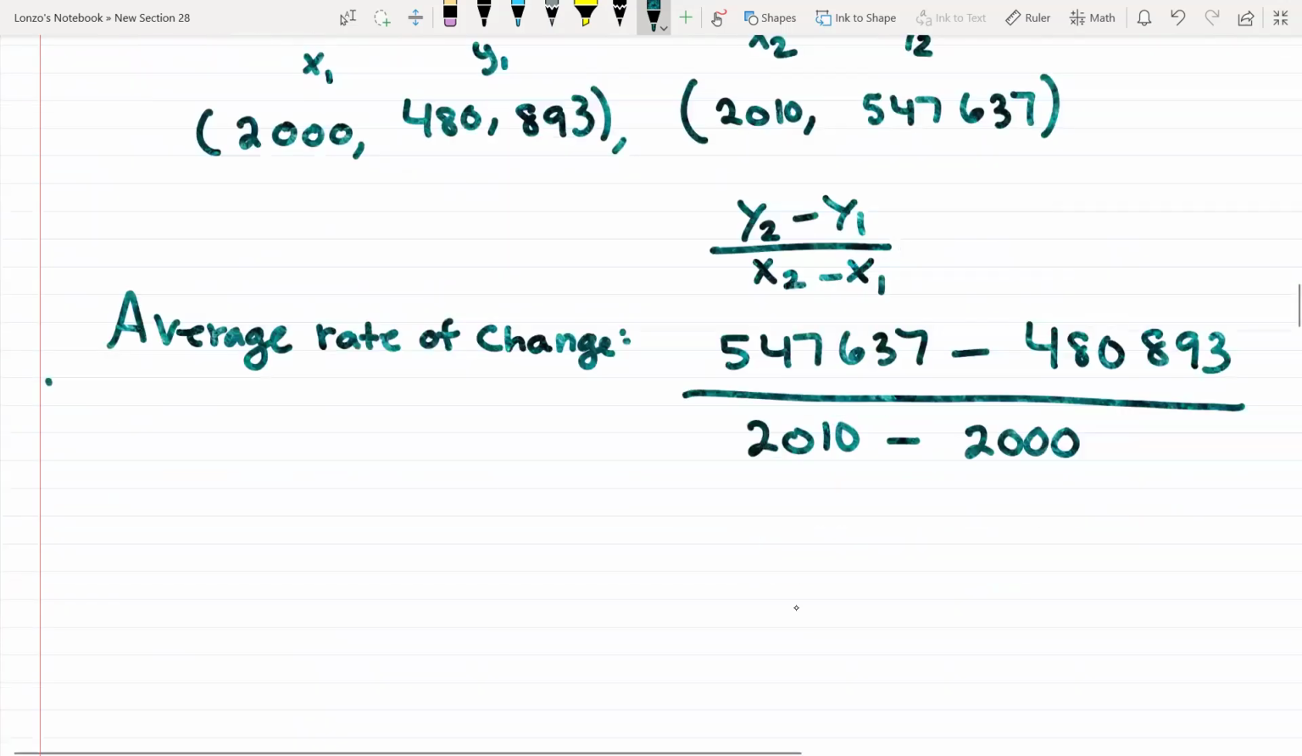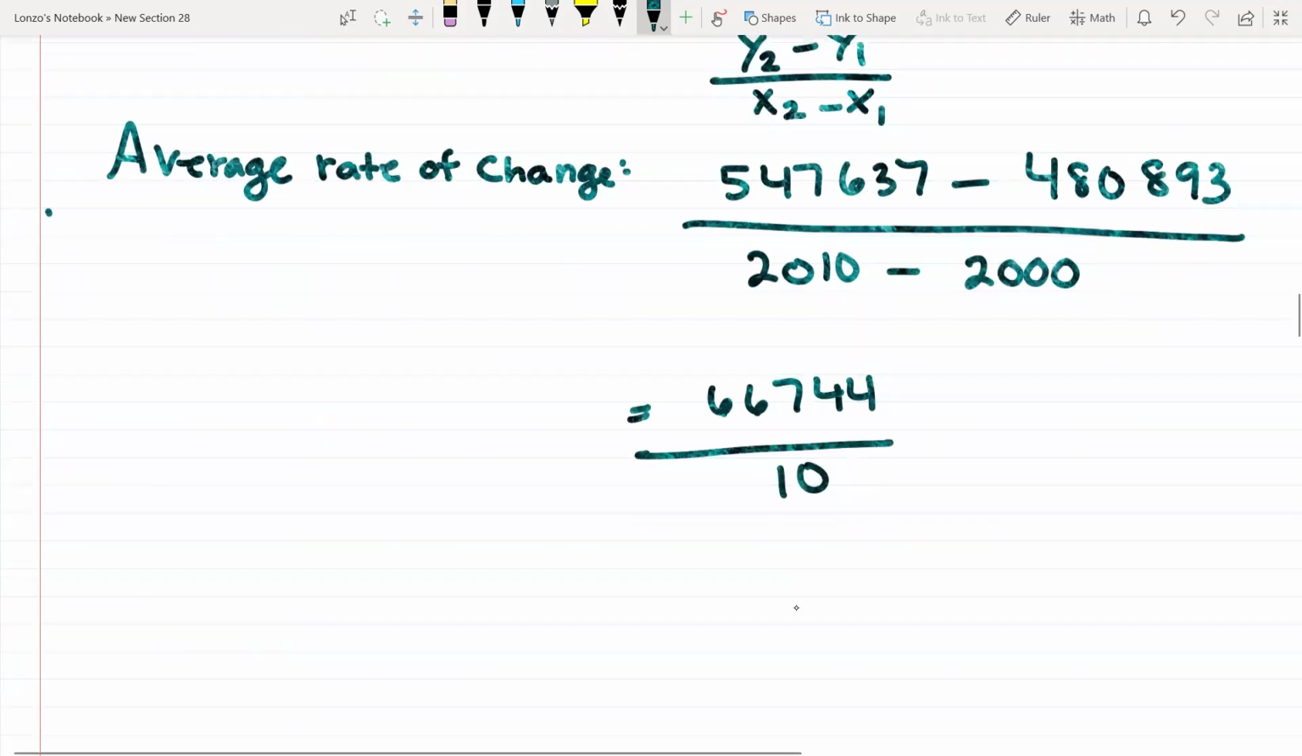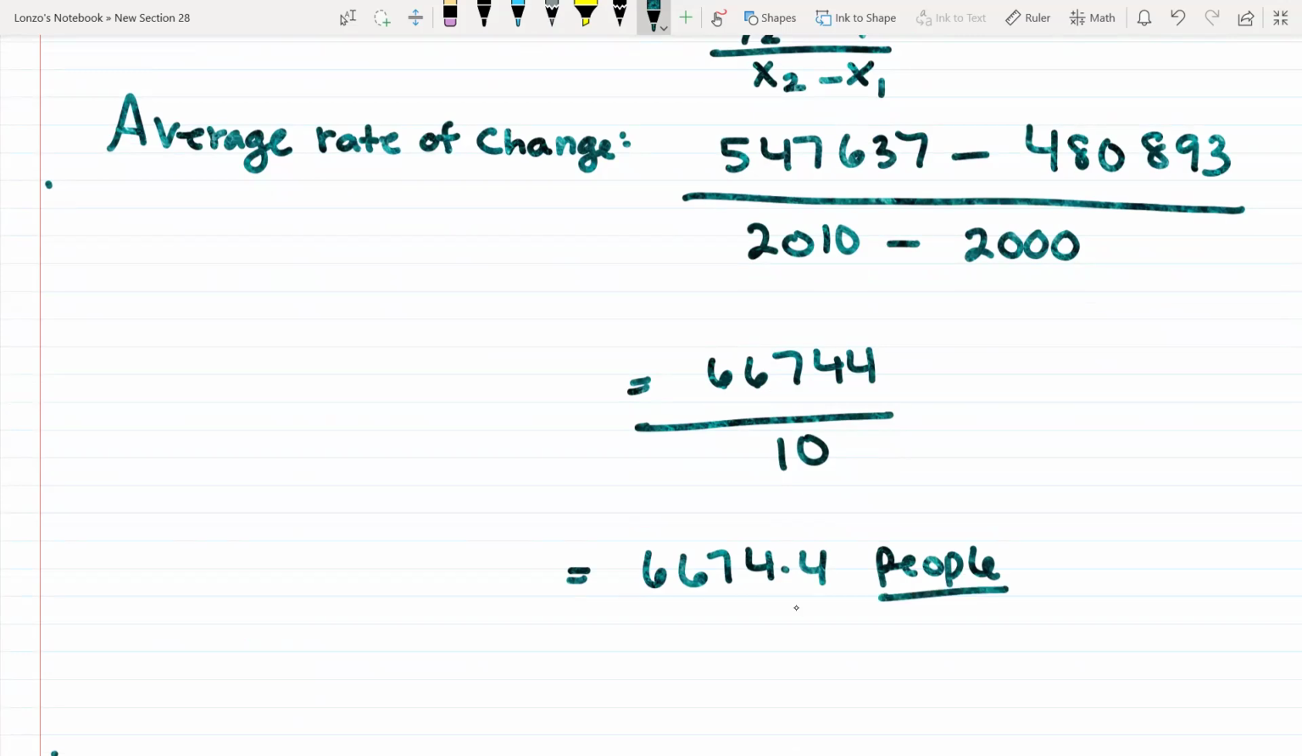When you do the top, you're left with 66,744, and on the bottom, 2010 minus 2000 is 10. That is 6,674.4, and the units are people over year, right? Because on the top was a change in y, which is population, and on the bottom was a change in x, which was year.